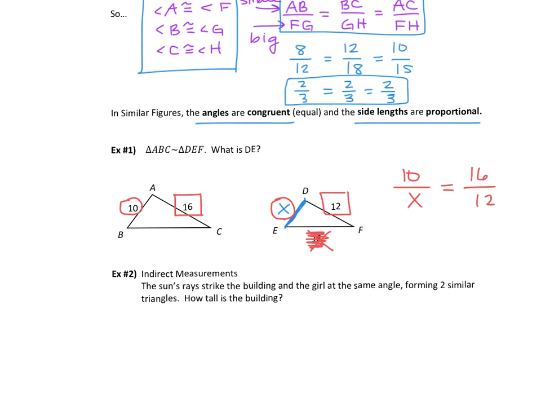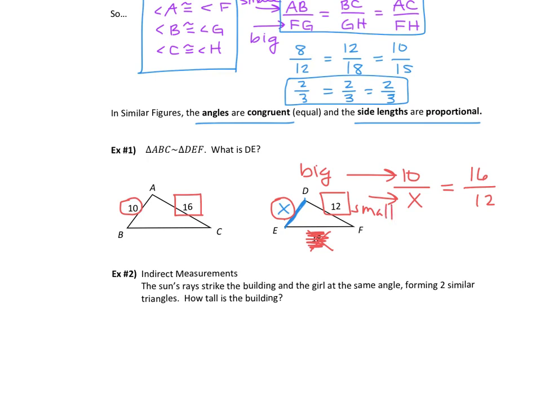In other words, the smaller triangle is all on, nope, the bigger triangle. I said that backwards. Oh, and I did it the wrong direction. That's okay. Let me not confuse you. That's just going to be more confusing. We'll go this way. 10 and 16 come from the bigger triangle. X and 12 both come from the small triangle.